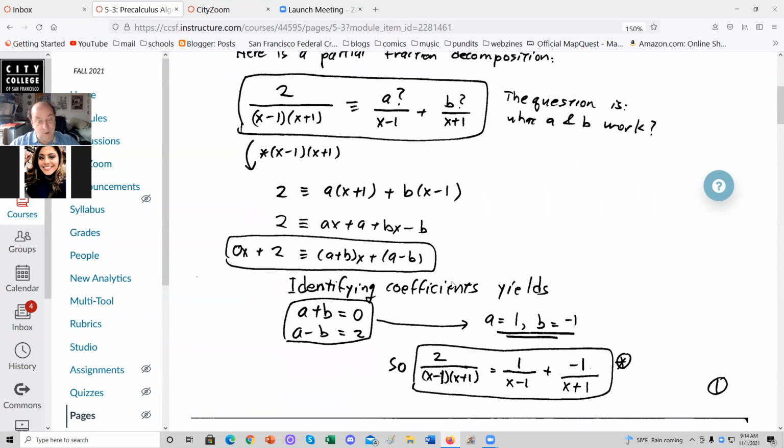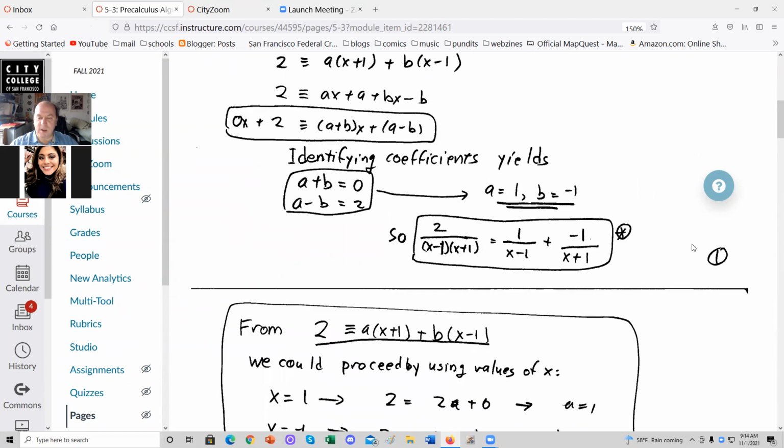Actually, there are two approaches. One way is just to identify the coefficients. 0x plus 2 is identical to (a plus b) times x plus (a minus b). So 0 equals a plus b, and a minus b is 2. After a very small amount of algebra, a is 1 and b is negative 1. So 2 over (x minus 1)(x plus 1) equals 1 over x minus 1 plus negative 1 over x plus 1. This is called a partial fraction decomposition.